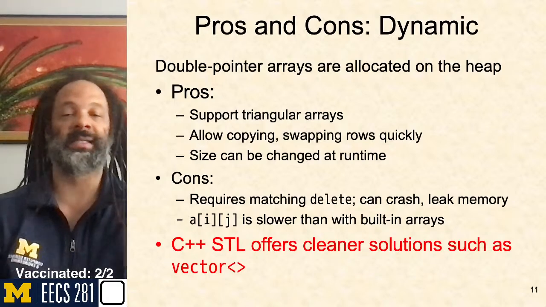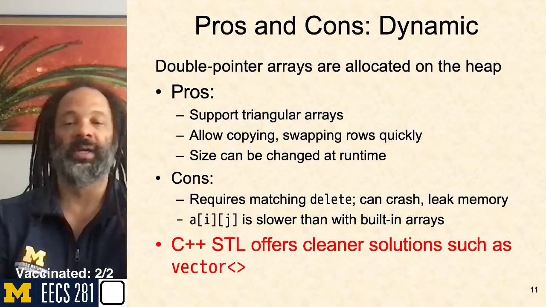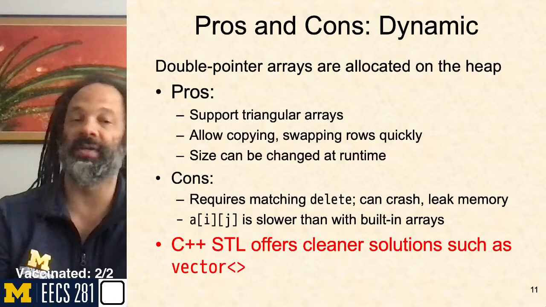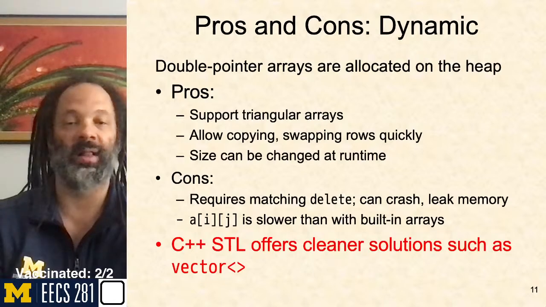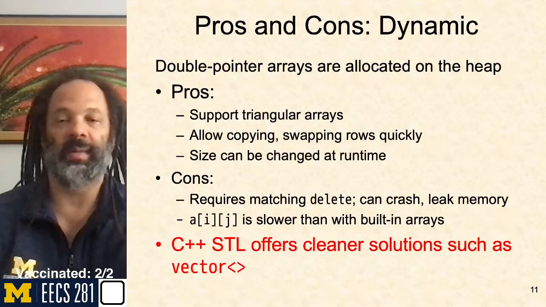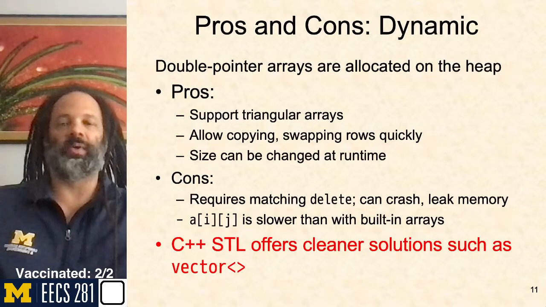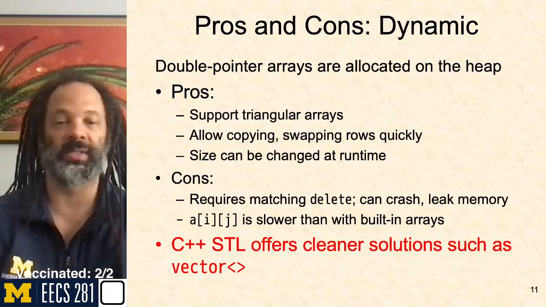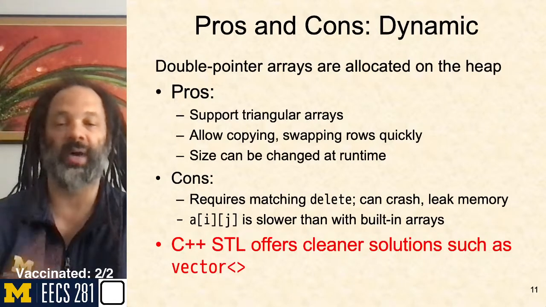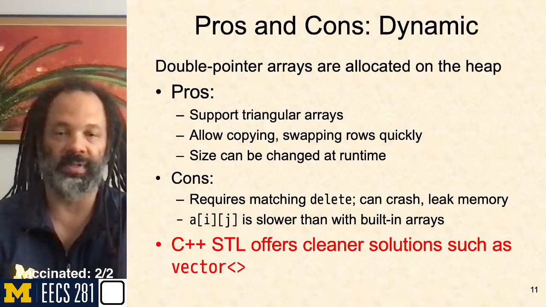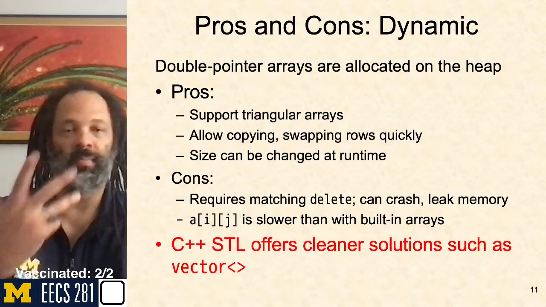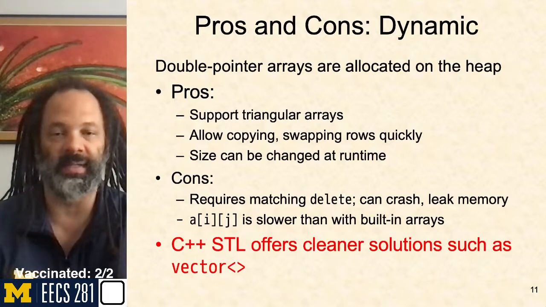The cons are, of course, you have to memory manage. You have to do the news, you have to do the deletes, and you have to do that well. If you do it poorly, you can crash, you can leak memory, jump off the end of things, bad stuff. We also talked about A[i][j] being a little bit slower than with the built-ins because we do have 2 memory dereferences. So it's a little bit slower, but we've got pros and cons on both of these things.